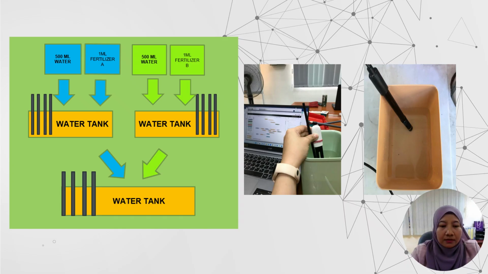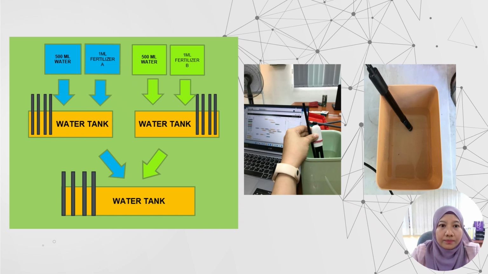So this is the illustration of how we do the experiment. We take 500 ml of water and mix in 1 ml of fertilizer A, then combine the solution into the water tank. Then we take another 500 ml of water and mix in 1 ml of fertilizer B, and combine that aqueous solution into the water tank.